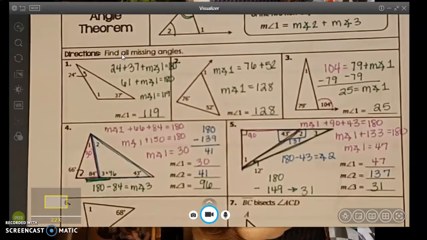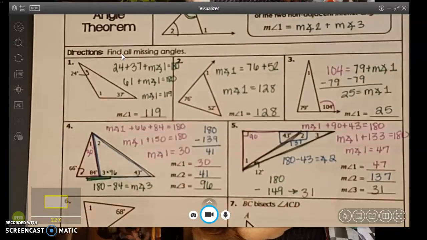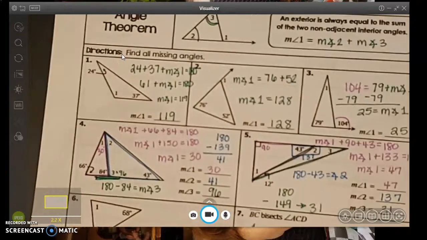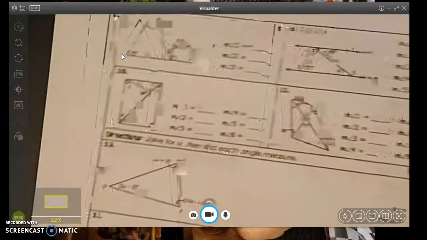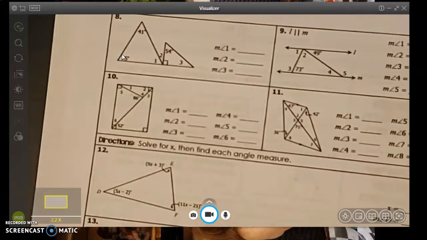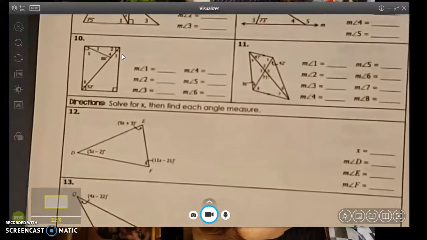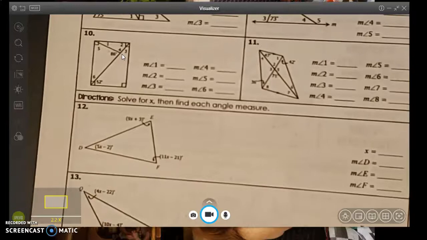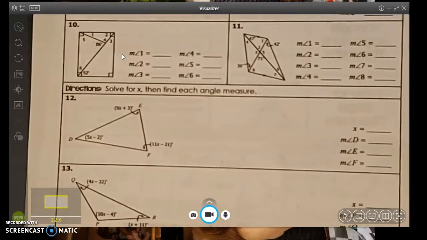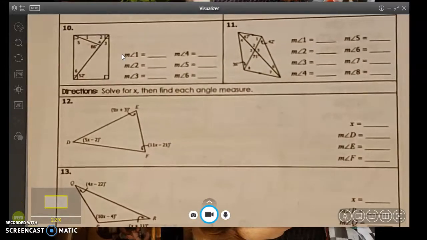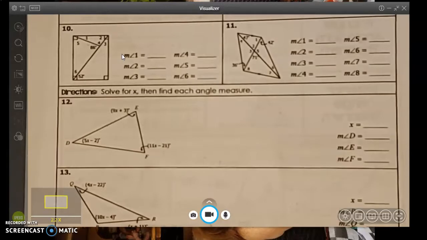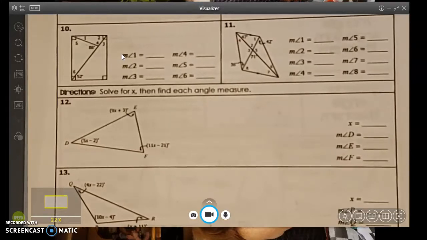All right, I am going to skip 6 and 7 and move on to the back here. I'm going to skip all the ones at the top, and I'm just going to go to number 12. Okay, number 12, to find the measure of x and then the measure of each angle, remember, we're going to add them all together and set it equal to 180, because all the angles added together of a triangle equal 180.